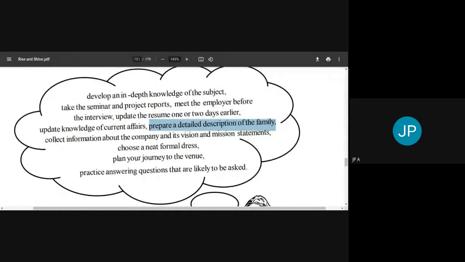Prepare a detailed description of the family. It is irrelevant. It is not required. We are not going for a marriage interview. Marriage interview is very important. We are going for a job interview. In a job interview, what does it matter which family you come from, how many brothers you have, how many sisters you have, what is your father, what is your mother, is not important. What are you is important.